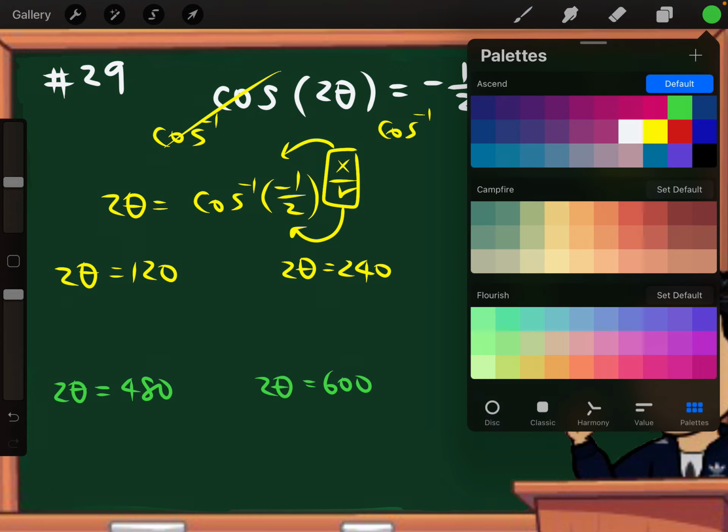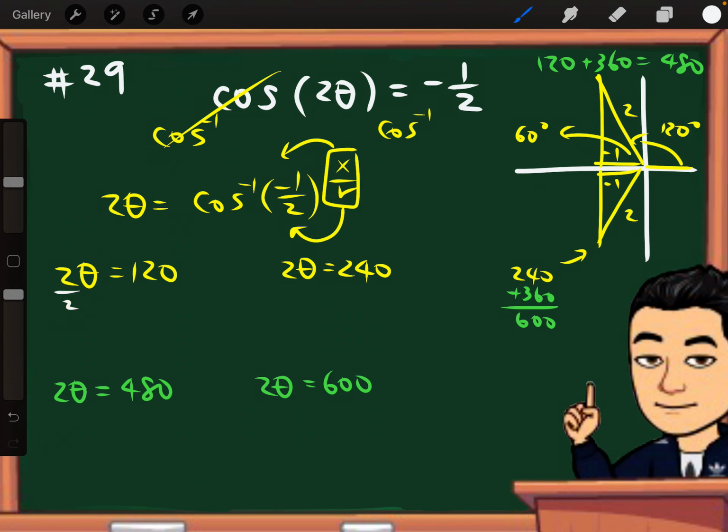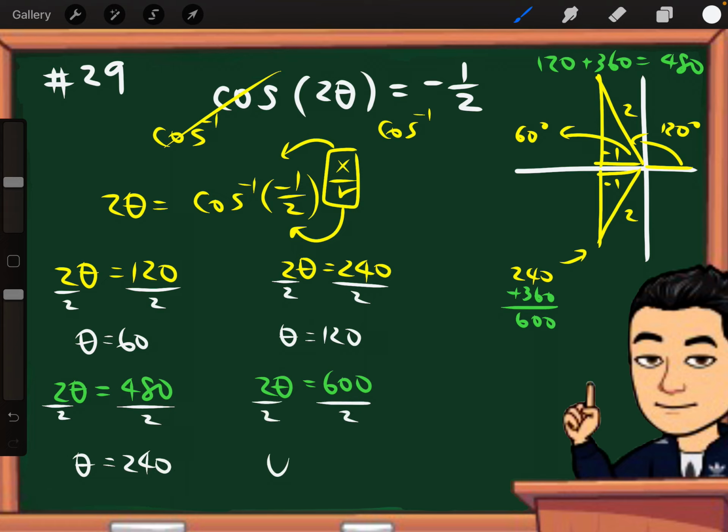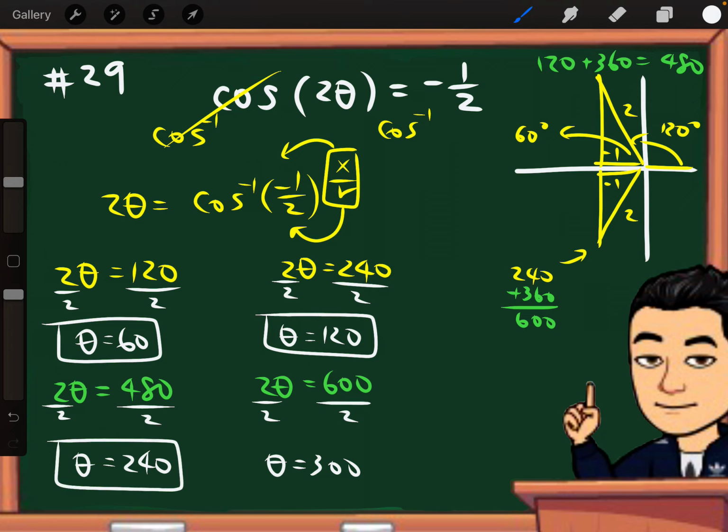So we're going to go ahead and solve for it. So divide by 2 on both sides. You got theta equals 60. That's going to be one of your solutions. And another one is going to be 120. So for the other ones, divided by 2, you got theta equals 240. Divided by 2, you got theta equals 300. So all these are going to be your answers, okay? Not just the first 2, but also the 240 and the 300, because everything is between 0 and 2 pi.